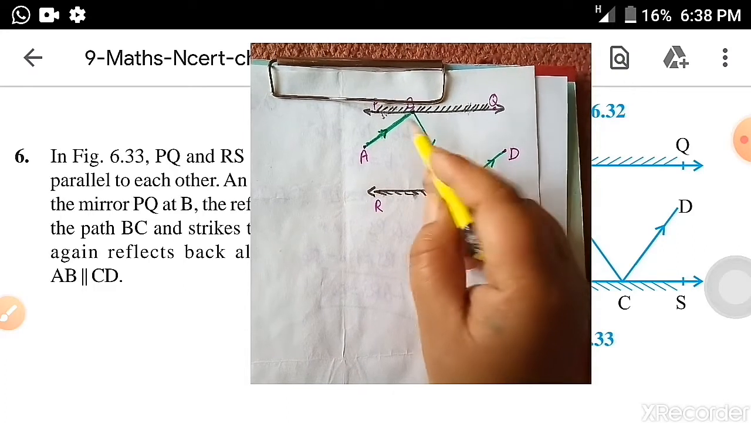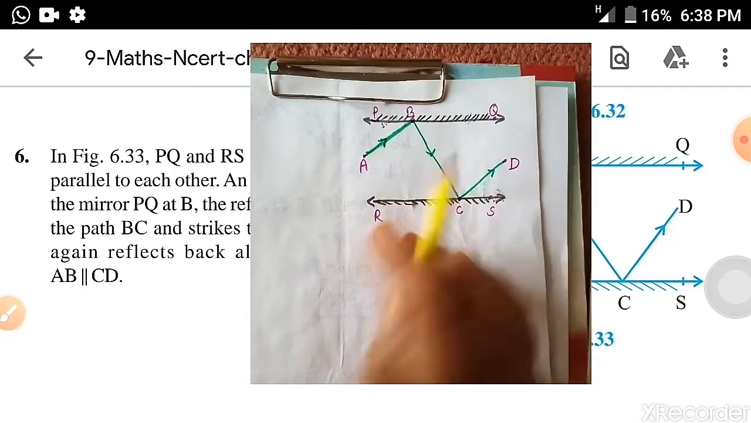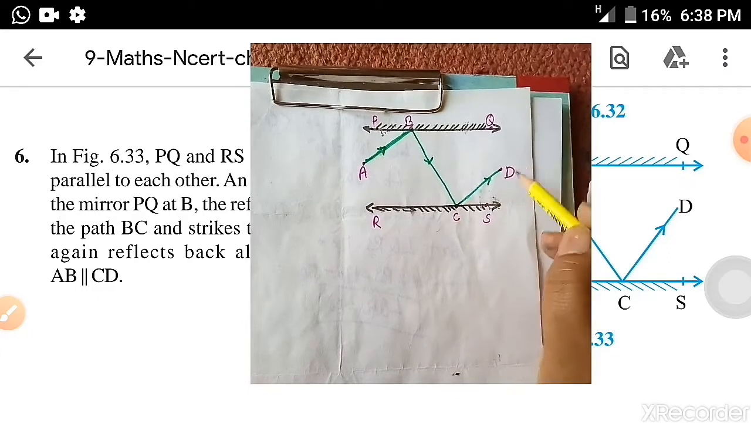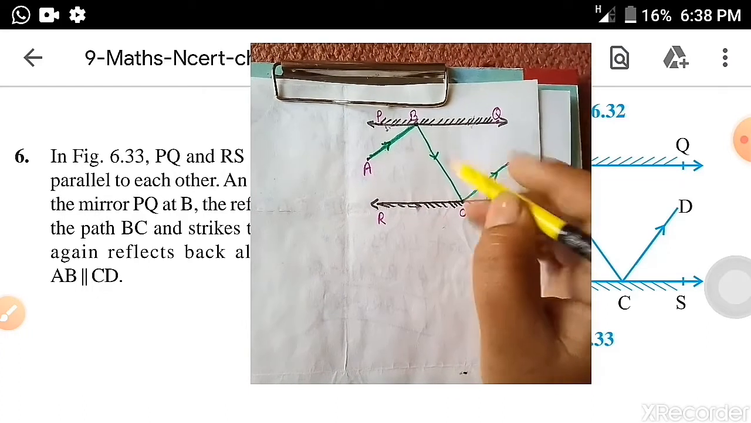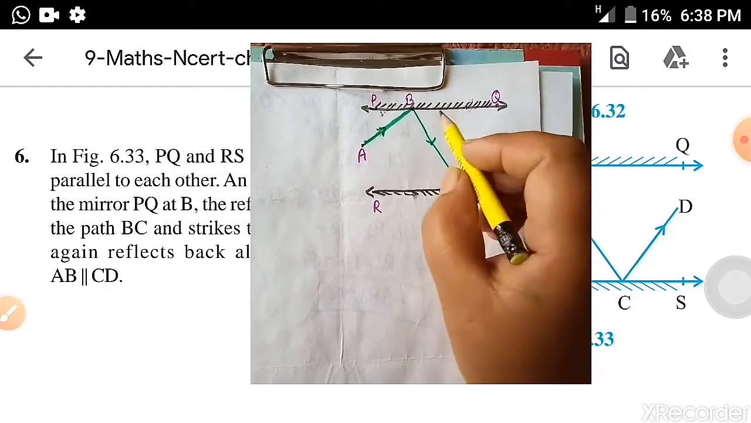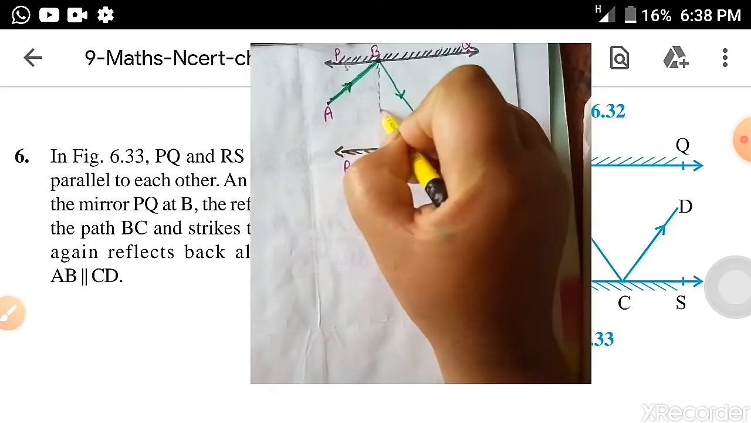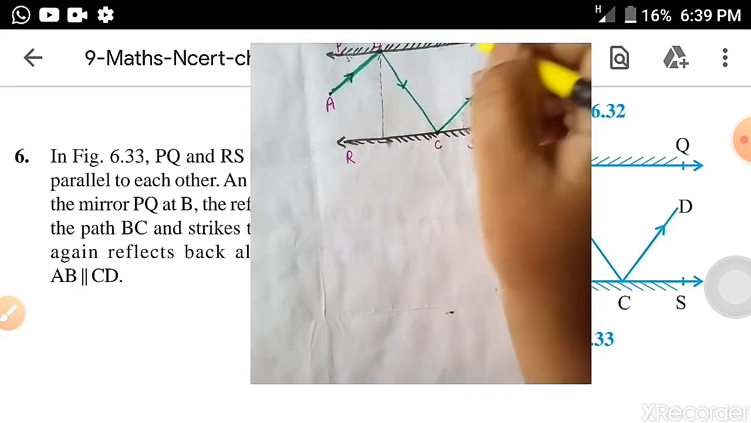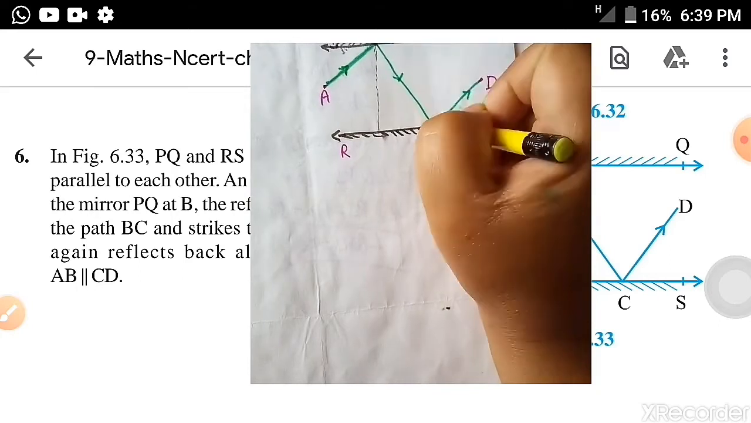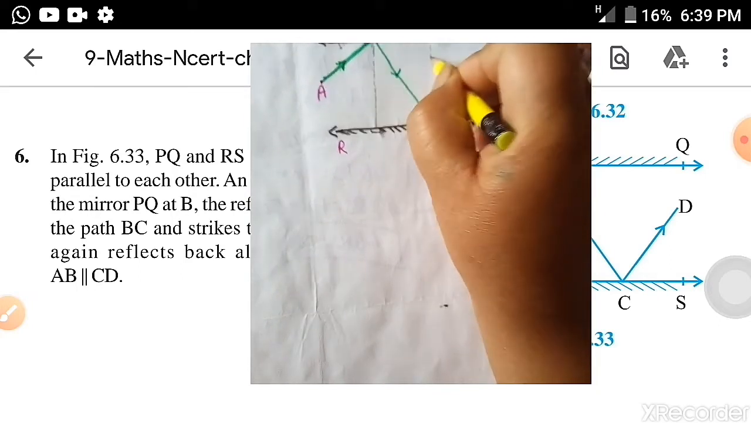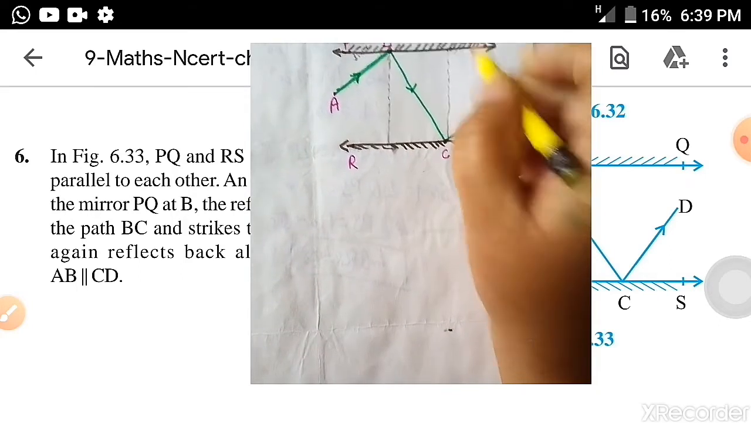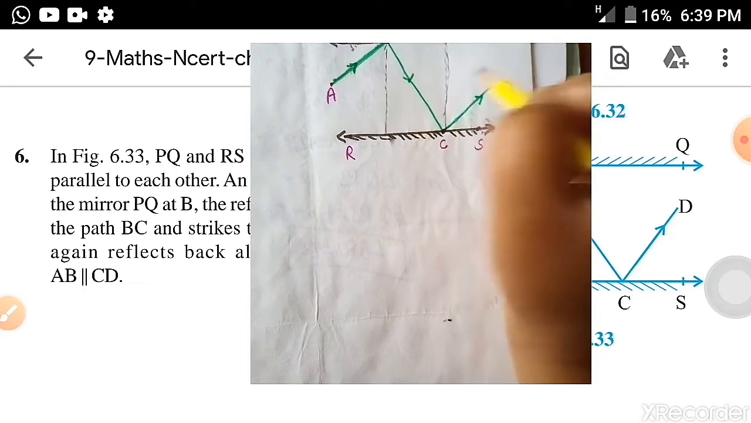Now we have to prove that AB is parallel to CD. For that we have to do the construction. First we have to draw a line which is perpendicular to RS, and a line from C which is perpendicular to PQ. This is the construction part we have to do.